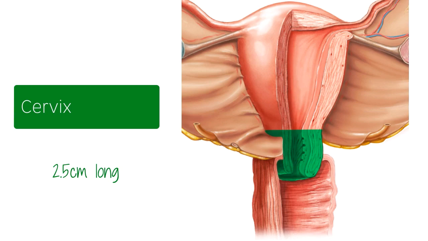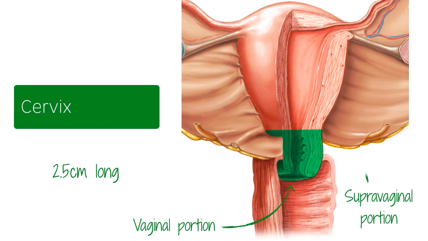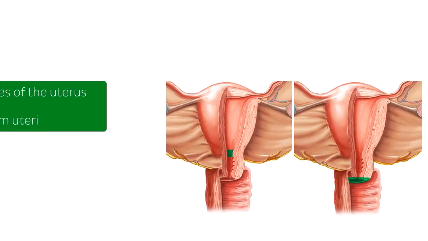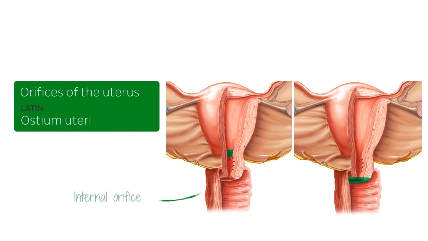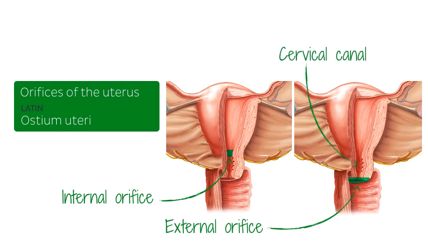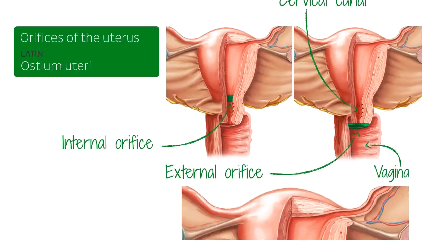The portion that projects into the vagina is called the vaginal portion, while the portion that does not project into the vagina is called the supravaginal portion, supra being the Latin word for above. The cervix has 2 orifices or openings which are important to note. The internal orifice opens into the isthmus of the uterus, which is the connection between the cervix and the body of the uterus, and the external orifice opens into the vagina. The canal between these 2 openings is referred to as the cervical canal. And of course, down below we have the vagina, as pointed out by this arrow.